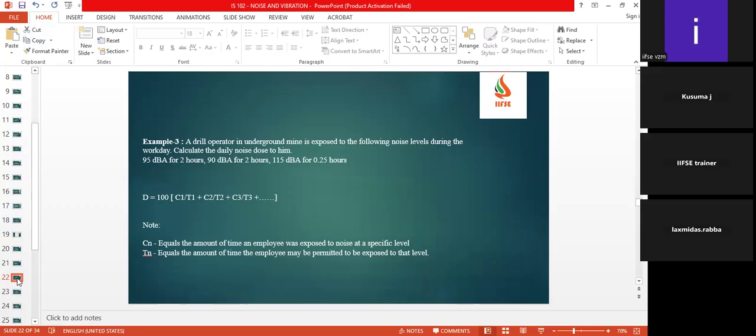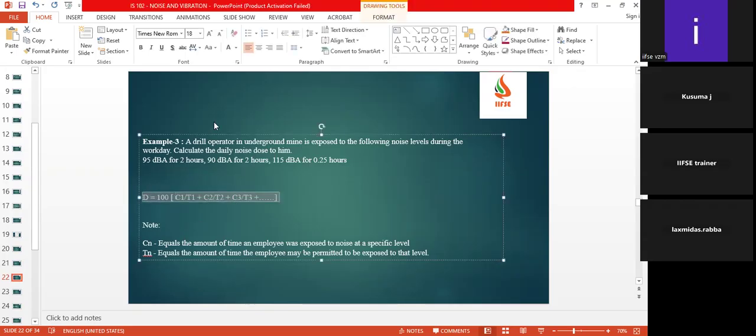Now we'll try to calculate this noise dose. So there is a drill operator in an underground mine exposed to the following noise levels during his workday. So basically 95 decibels for 2 hours, 90 decibels for 2 hours, and 115 decibels for 0.25 hours. So basically for the dose calculation, this is the standard formula we use.